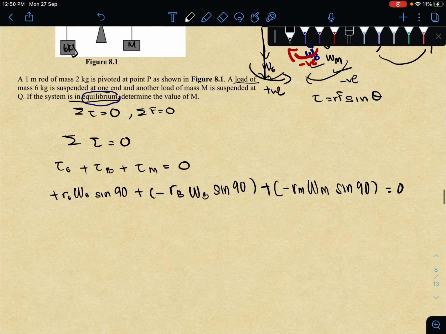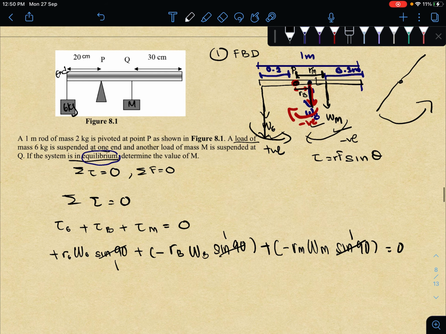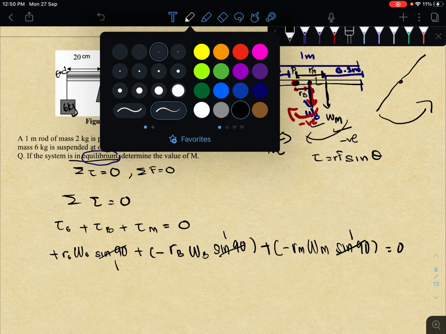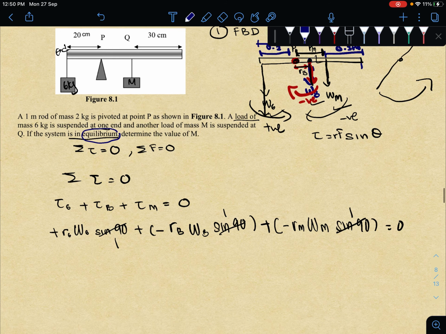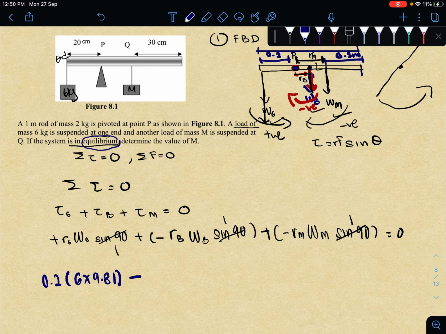Kita samakan dengan kosong. Okay, so sin 90 semua ni sama dengan 1. Tekan kalkulator dapat 1. So you end up with R6 radius, iaitu jarak daripada pivot point sampailah ke force due to weight 6 ini applied. Ini jarak dia, which is 0.2. Dia dah bagi dalam soalan. So 0.2. Weight of 6 kg adalah mass darab dengan g. Mass dia adalah 6 darab dengan 9.81 darab 1 sin 90. So 1 lah kan situ. Tolak RB, itu jarak daripada pivot point ke weight of the beam.